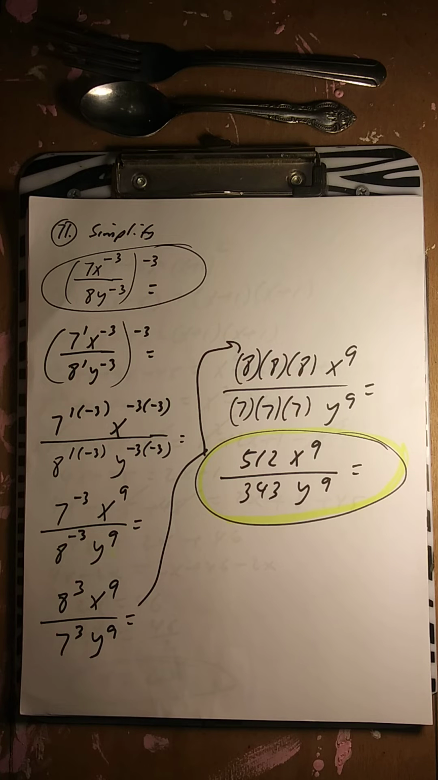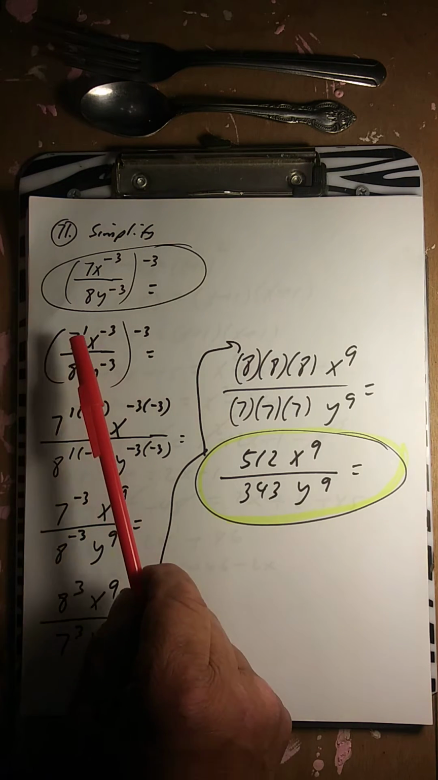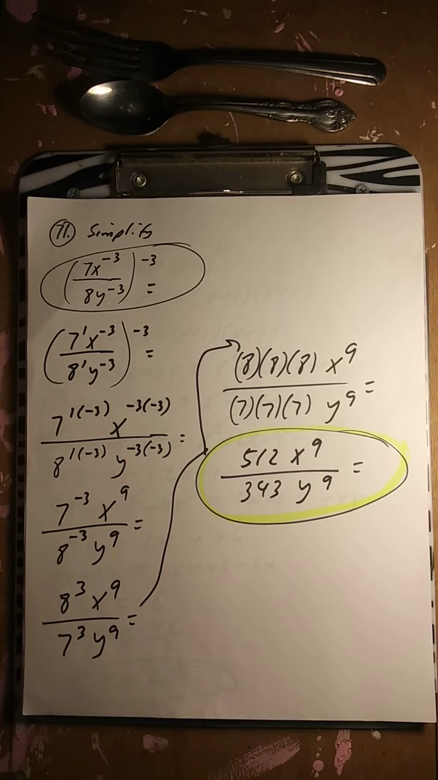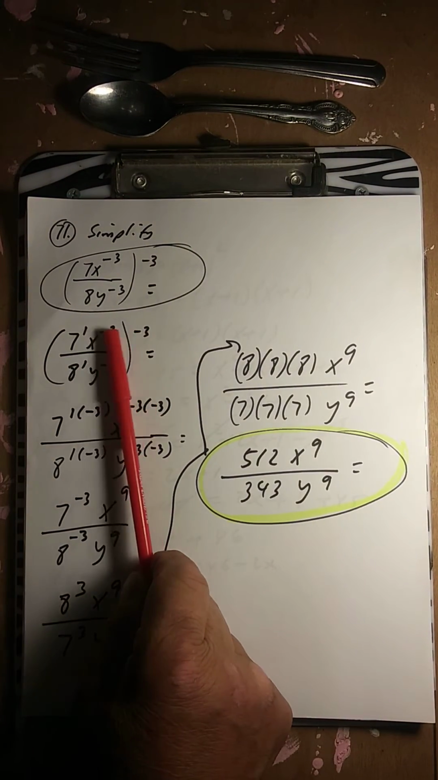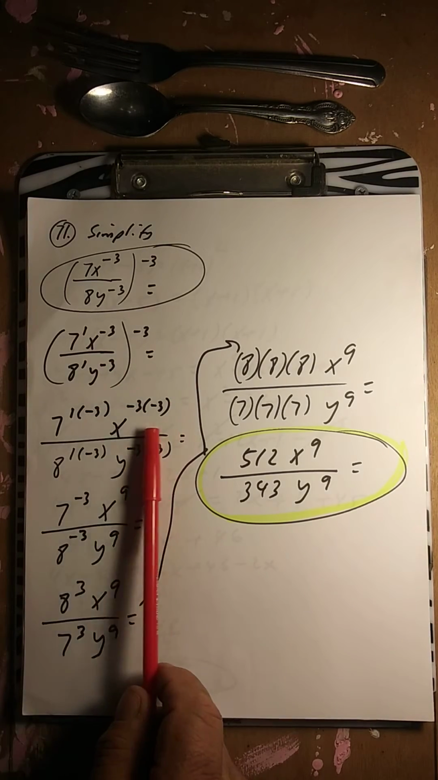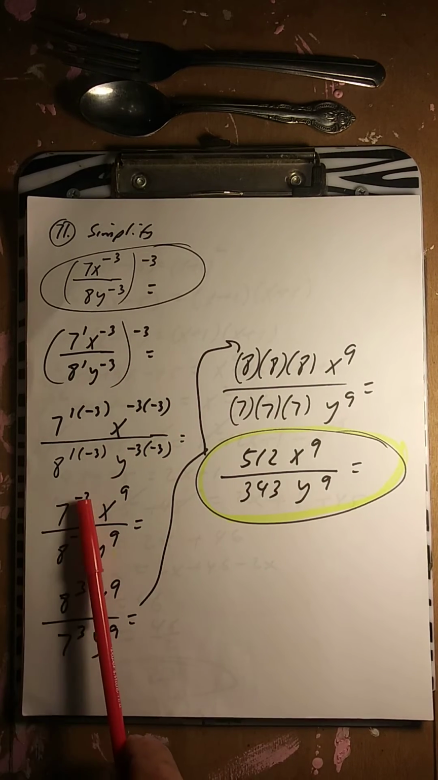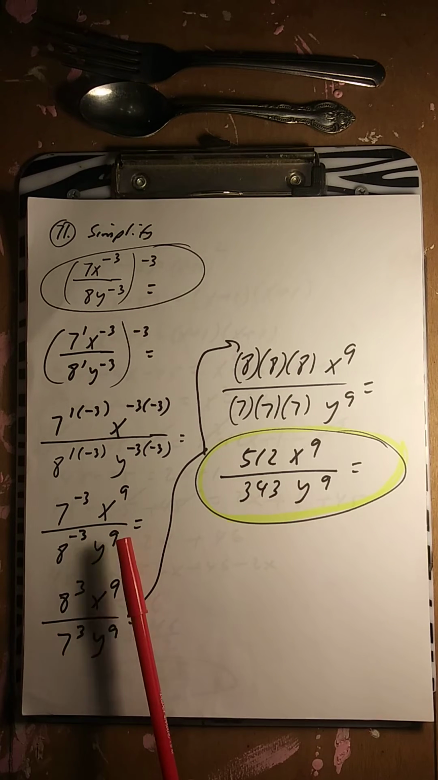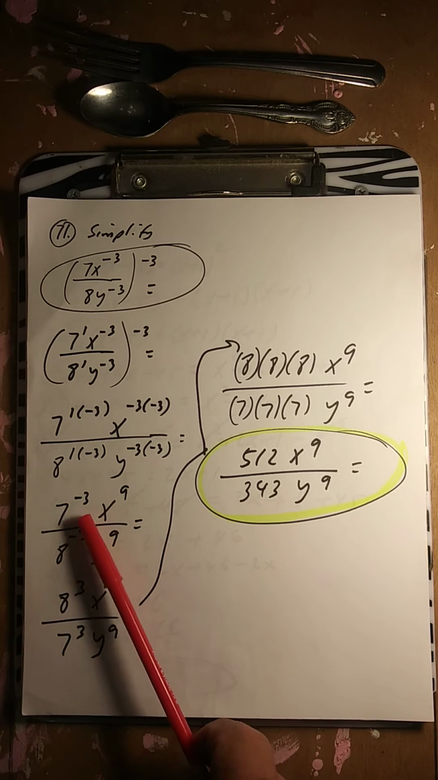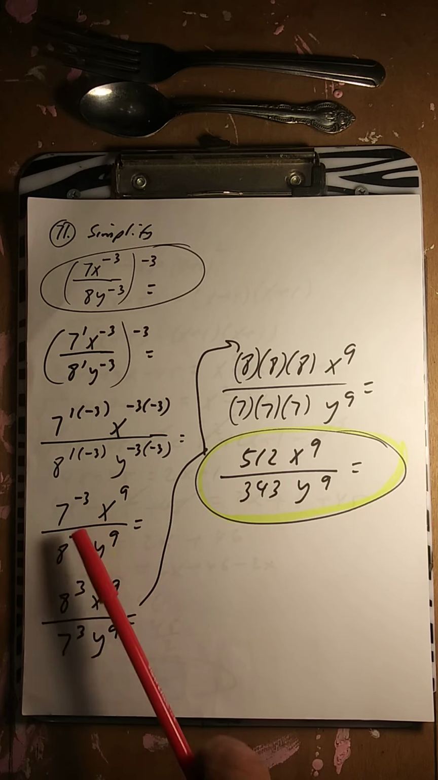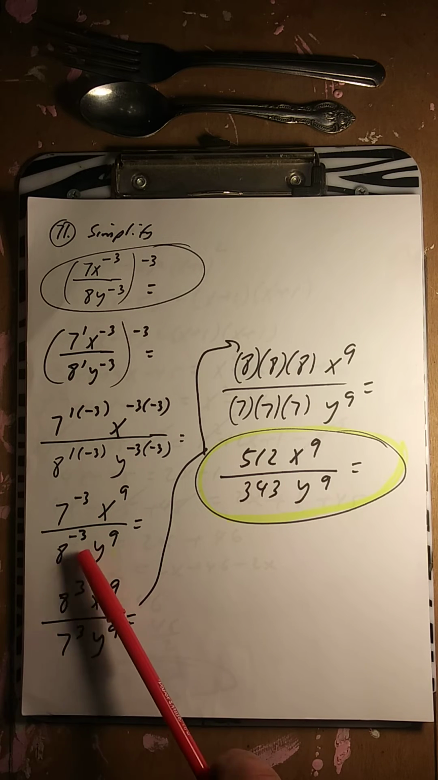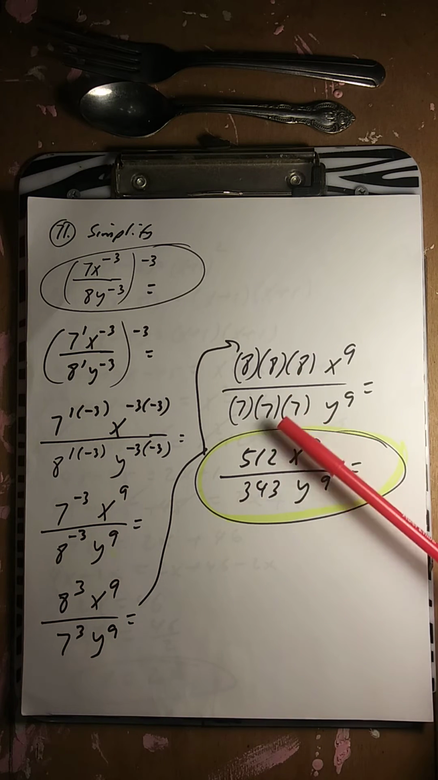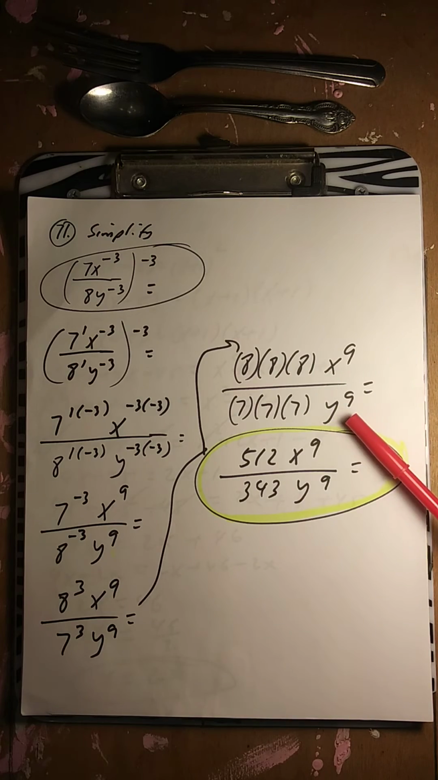Let's simplify this. So let's put a 1 there. Just put it in there. Makes it a little bit easier to look at and follow. So now, multiply everything by negative 3, all the way across, all the powers right there. So this is going to be 7 to the negative 3, x to the positive, 8 to the negative 3, y to the positive. And we rewrite this with positive powers. So 8 cubed is 512, 7 cubed is 343, x to the 9th, y to the 9th.